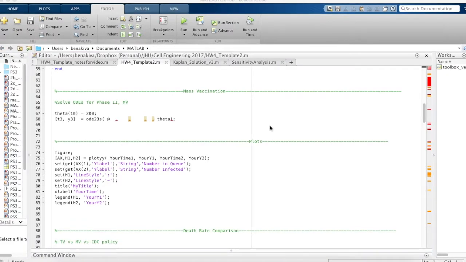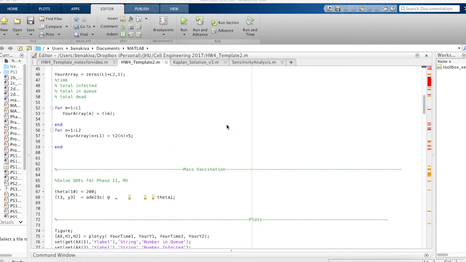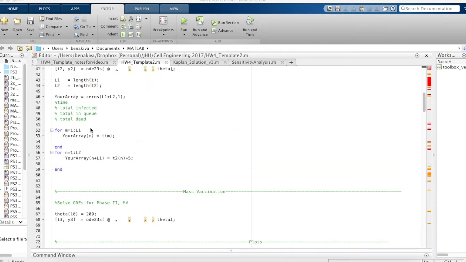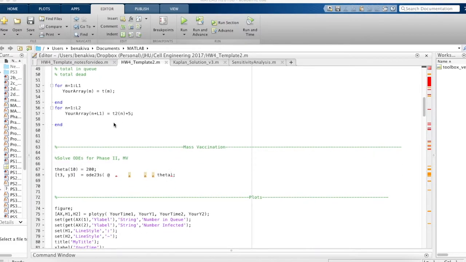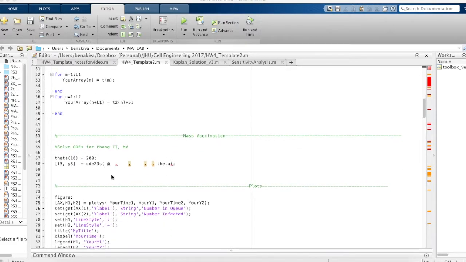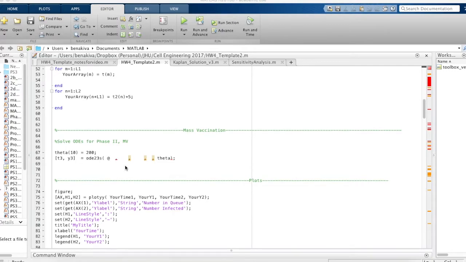And then once you solve your ODEs, you're going to want to do the same thing that we did above, where you create these arrays that have all of the values for the time points, the number infected, number in queue, and number dead from 0 to 300 days. So you're going to do essentially the same exact thing, but for your phase 2 data, you're going to add the data from the mass vaccination case instead of the trace vaccination.